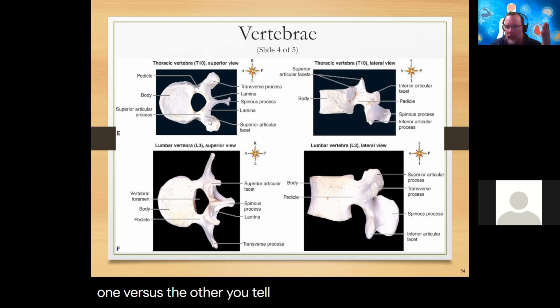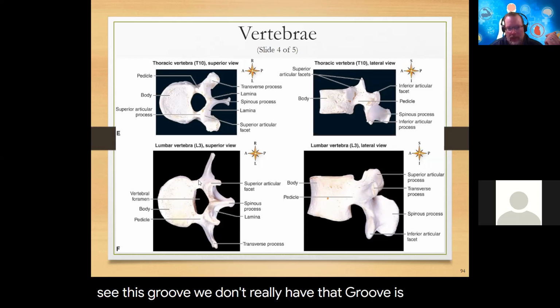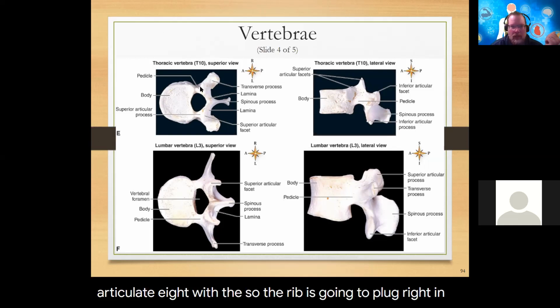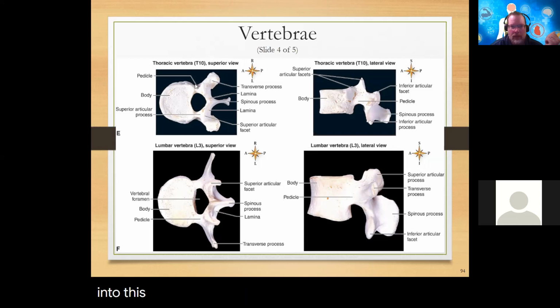So how would you tell if I gave you a T12 and an L1? Well, you're going to see smaller transverse processes that are going to have more of a groove right in here. You can see this groove. We don't really have that groove as deeply notched over here. And we have a lot spikier, larger transverse processes with a lumbar. Remember, the ribs articulate with these. So the rib is going to plug right into this area, into this facet.